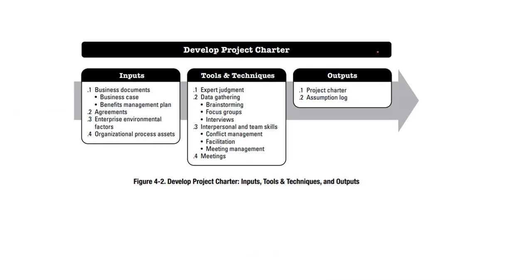At the end, this picture is there again. In order to make the charter, these are the inputs. We have discussed enterprise environmental factors in detail, and organizational process assets also in detail. In the next lesson, I will explain the meaning of business case and benefit management plan. Then we will discuss agreements, and these are the tools and techniques. I hope the concept is clear.